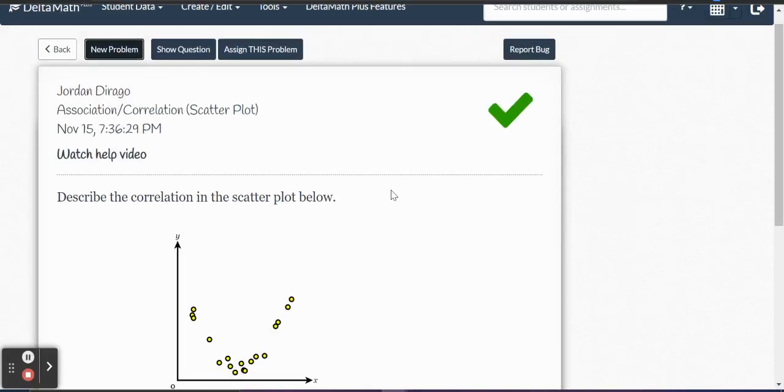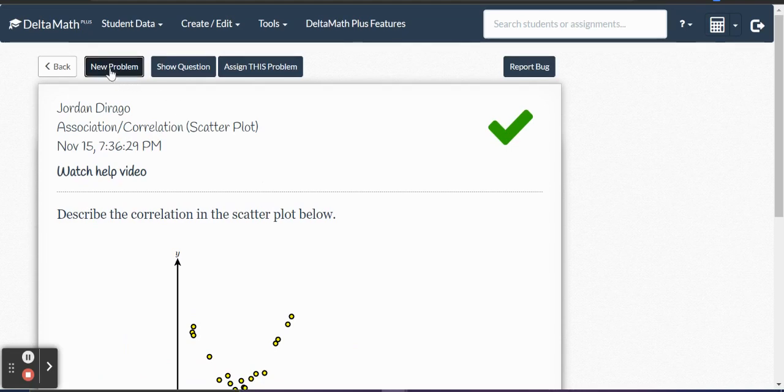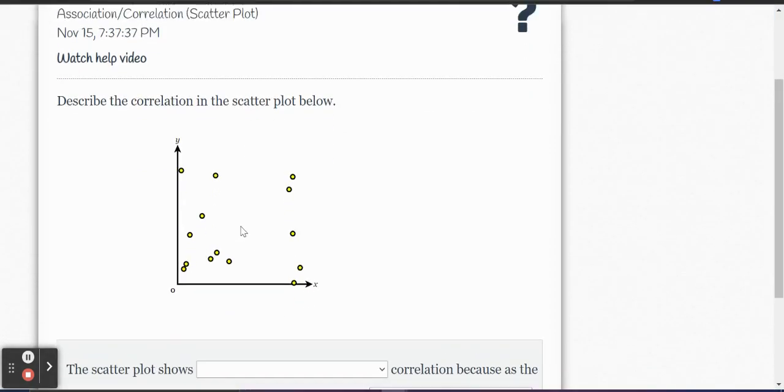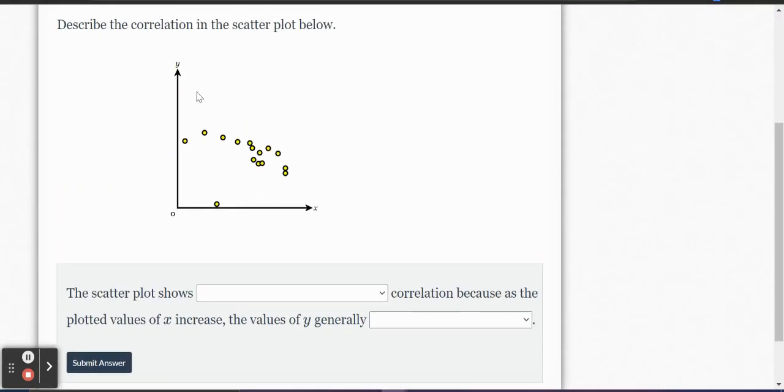Let's see. Yep. So it says in the explanation, the y values don't just increase or decrease; they follow a pattern, but not a straight line, right? A little curve there. All right. So again, when you have a problem with an outlier, this was not like this. This doesn't have an outlier. There we go. Here's a problem. An outlier, remember, is a point away from the bulk of the data. So if it has an outlier, just be aware of that. It's going to skew it a little bit when you're answering your questions here.